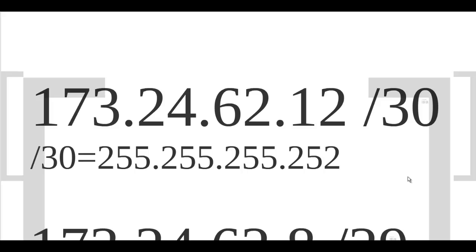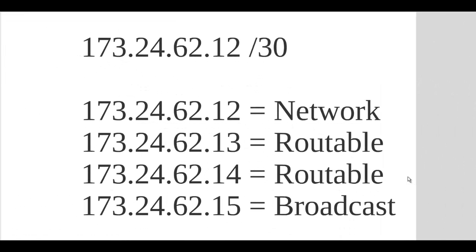So in this 173.2.462.12/30, which you'll see the /30 annotation for, 255.255.255.252. In that /30, it's a very small network. It only has 4 IP addresses. It has .12, 13, 14, and 15. So .12 and .15 are the network and broadcast, and 13 and 14 are your routables.